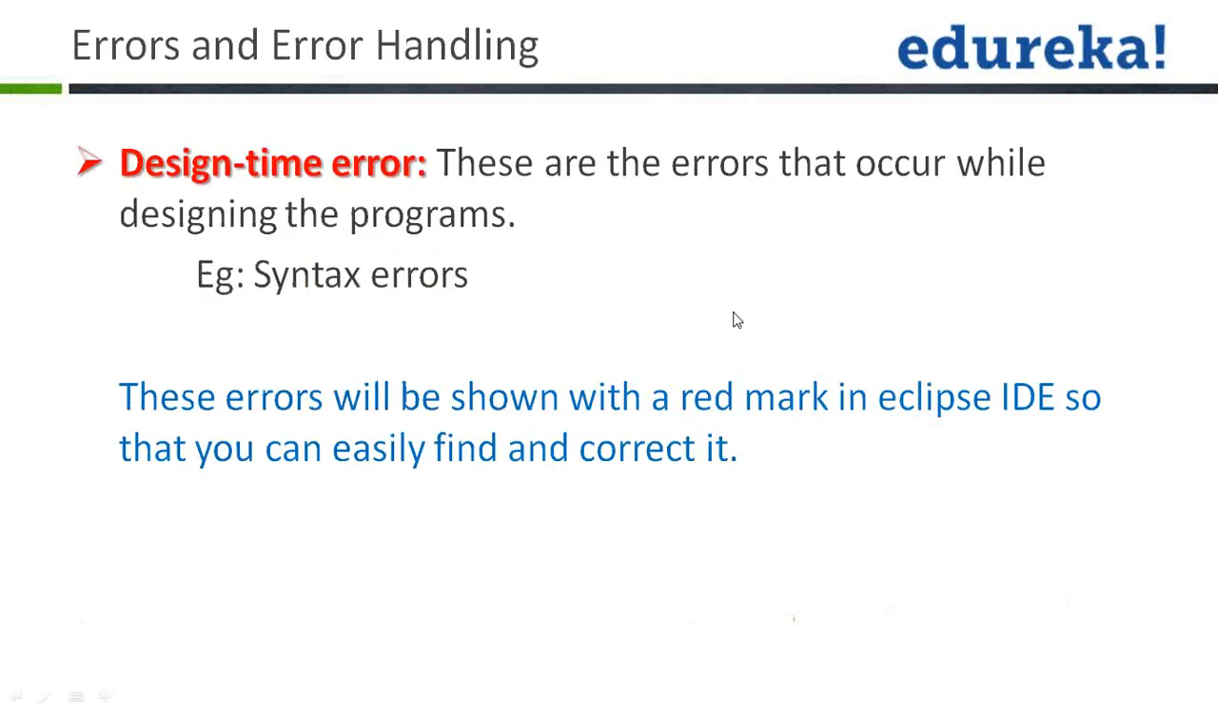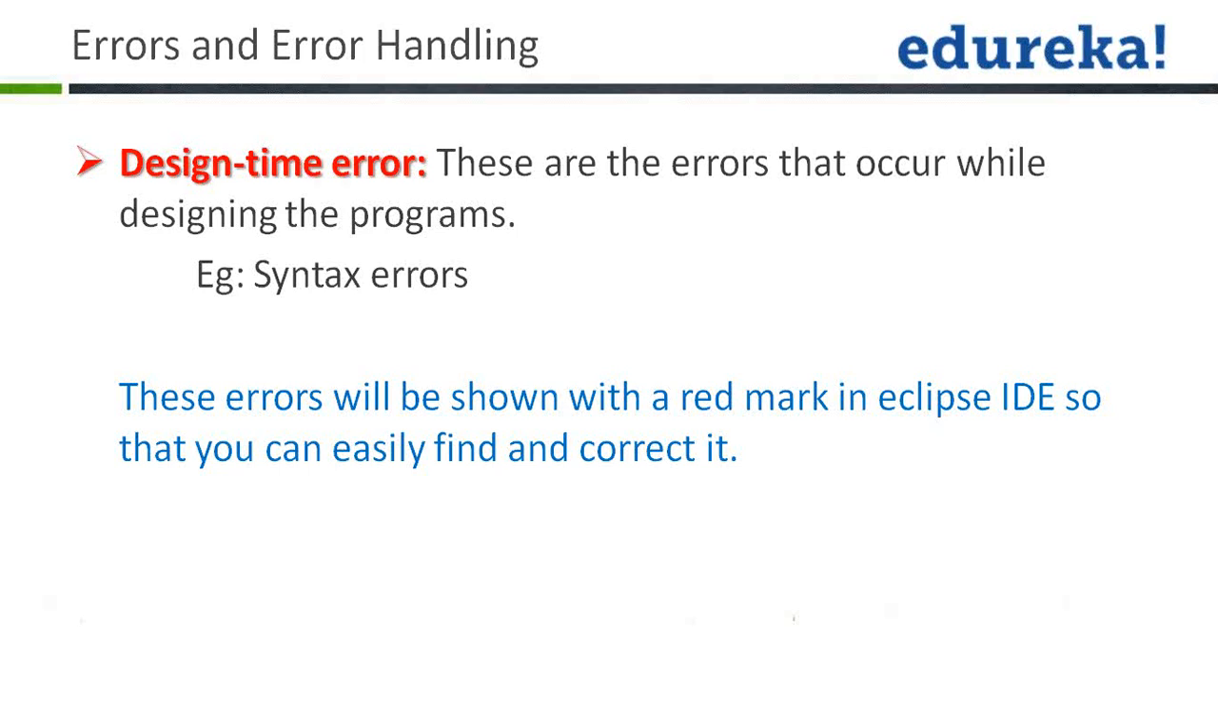I'll move on and we come to errors and error handling. Now first thing is design time error. These are the errors that occur while designing the programs. The simple syntax errors will be shown with a red mark in Eclipse IDE so that you can easily find and correct them. Now can you tell me, have you understood what is an error from these statements? Have you seen an error before? Everyone, have you seen an error before?